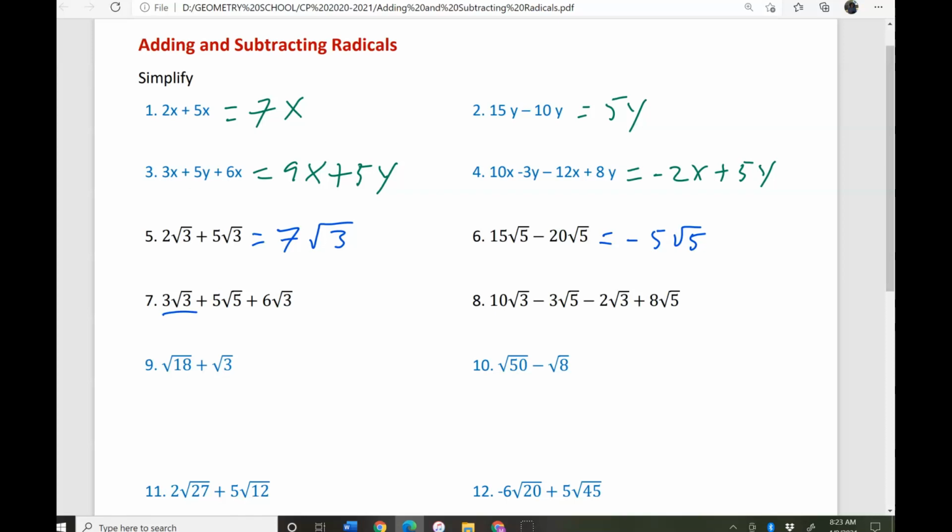So I want to combine square root of 3's with square root of 3's and square root of 5's with square root of 5's. So 3 square root of 3 plus 6 square root of 3 gives me 9 square root of 3 plus 5 square root of 5.